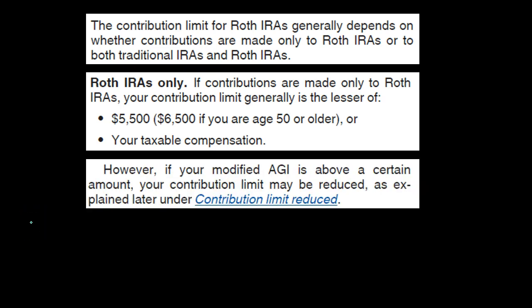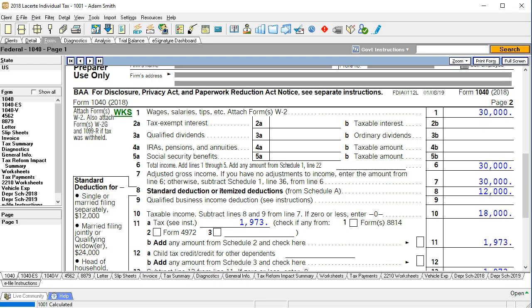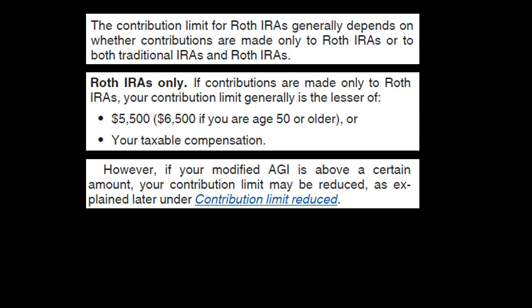However, if your modified AGI, adjusted gross income, is above a certain amount, your contribution limit may be reduced as explained later under contribution limit deduction. So notice we had some limitations with the AGI. If our AGI is high enough, then we might have some limits. So if line 7 goes over some of those limits, you'll note that it could start to phase out at some point in time. So if it's too high, then we may not be able to contribute. If it's somewhere within the range, then we might have to lower the amount of contribution that we can make based on the AGI limitations.